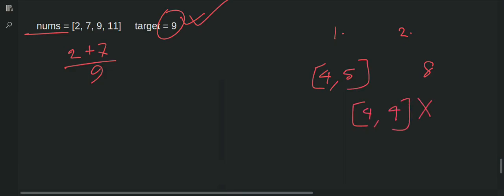Okay, and the problem says that we will have to return the indices of the two numbers that add up to the target value. Okay, so in this case the answer should be 0, 1.